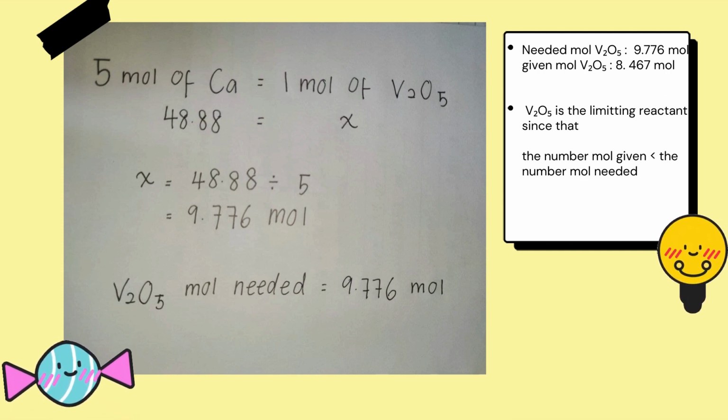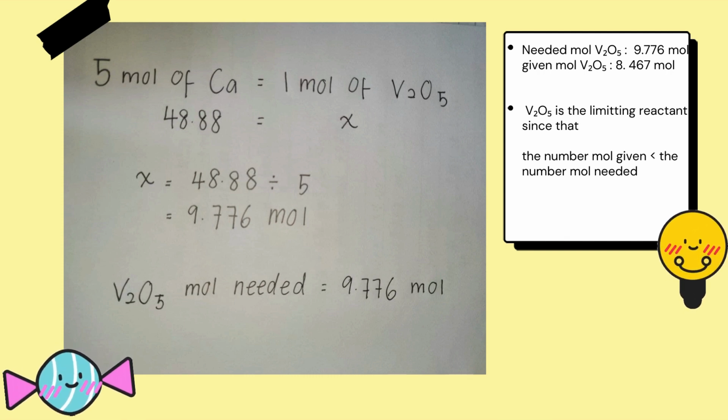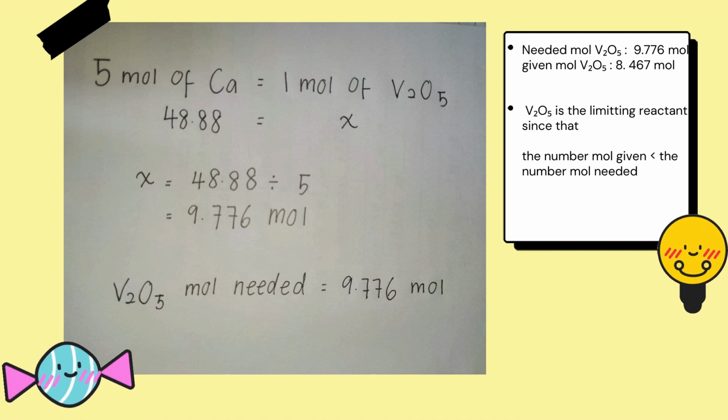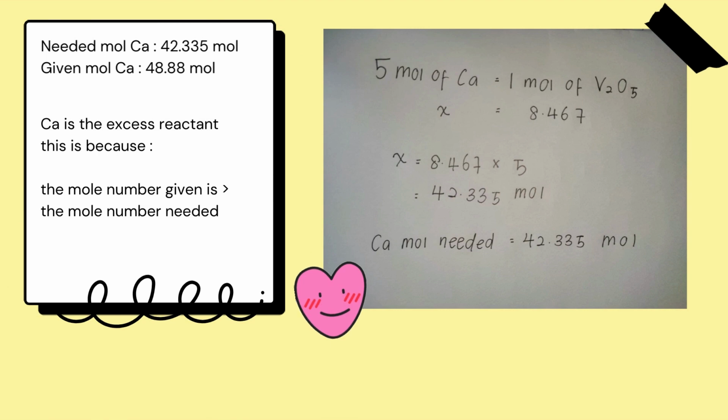So this is the number mole needed. So the vanadium oxide, kita akan compare the number mole of vanadium oxide needed dan number mole of vanadium oxide given. So vanadium oxide is the limiting reactant since the number mole given is smaller than the number mole needed. Okay. The second method is kita boleh conclude the number mole of calcium as X.